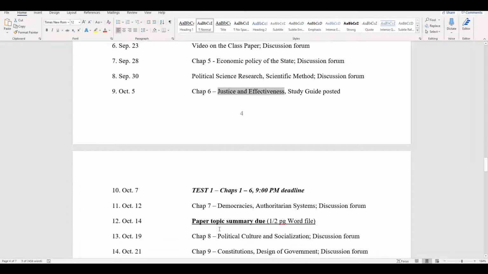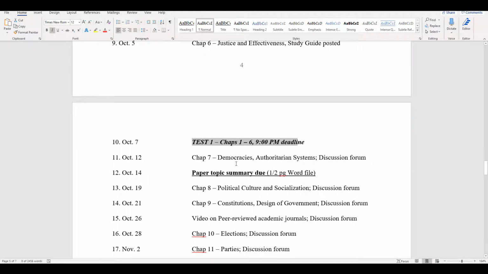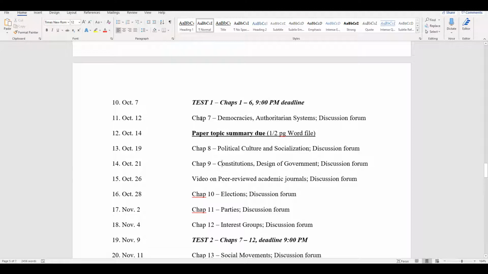And then on October 7th will be the first online test covering those first six chapters. And the deadline to complete that test will be at 9 p.m. that evening. Now for the second third of the course, Chapter 7 will be looking at democracies and authoritarian systems. And then on October 14th, your paper topic summary will be due. That's when I will need the half page in the Word file that will be attached to Blackboard so that we can get our paper topics approved. So you've got until October 14th to finalize what topic you want to write about.